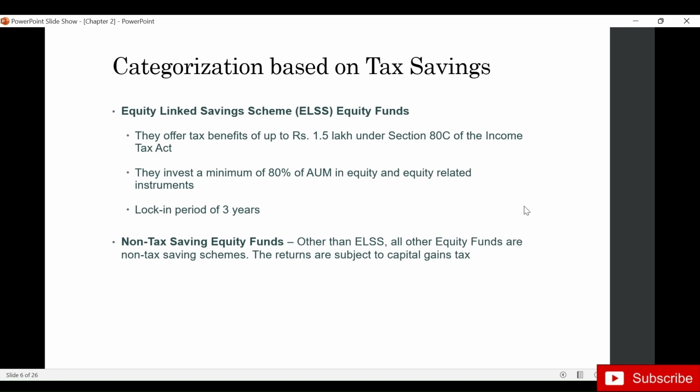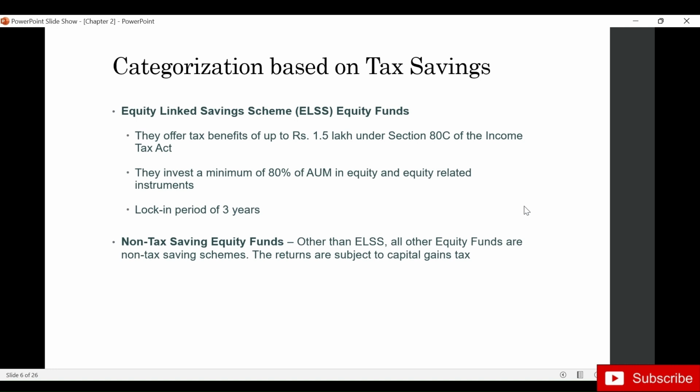Now we will talk about the categorization based on tax savings. The first one is ELSS, tax saver mutual funds. ELSS stands for equity linked saving schemes. These funds offer tax benefits of up to rupees 1.5 lakh under section 80C of the income tax. Now, these tax benefits are only applicable if you have selected the old tax slab. If you have selected the new tax slab, then you will not get these benefits.